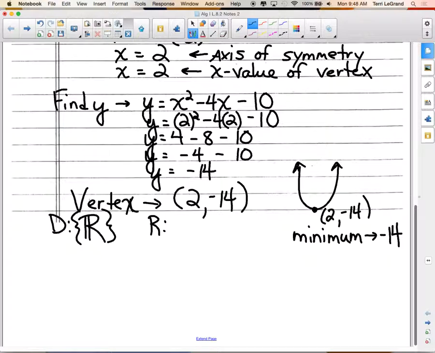And the range then is made up of our y values. So we're going to state what the y values are. Are the y values all real numbers also? No. It is y is greater than or equal to negative 14. It has a minimum, and that minimum is a y value, so we are going to have to say it's greater than or equal to negative 14. Nothing less than negative 14 can be in the range. Nothing's going to fall below that vertex, that minimum. Okay, so we got to be able to do that also.